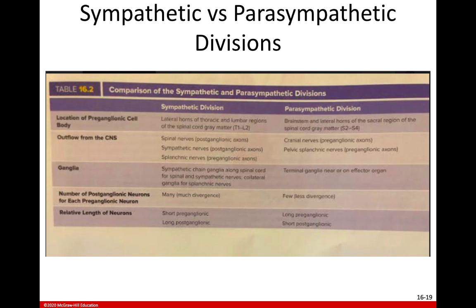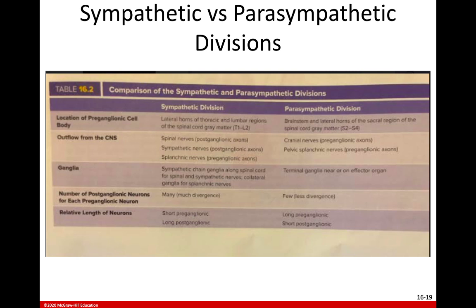And so that means that the postganglionic neuron will be very short because remember the postganglionic neuron exits the ganglia and goes to the effector organ. And so the ganglia are right there near or in the wall of the organ. So the postganglionic neuron is very short.